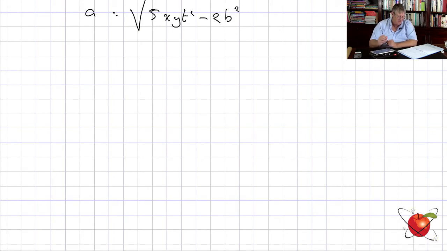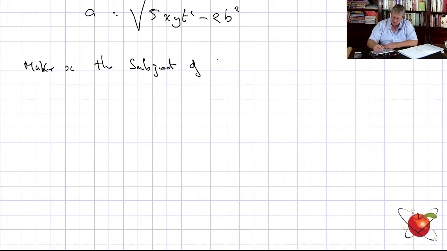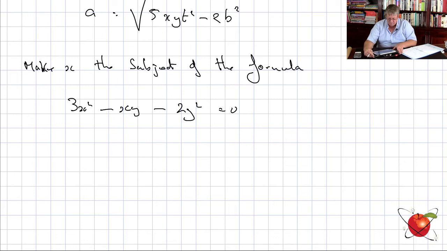Right, let's say they give you something like this. These are some odd ones that appear occasionally. They say make x the subject of the formula. And they give us 3x squared minus xy minus 2y squared equals 0. Oh my word. Can you see that that's not a very pleasant thing? Because how am I going to split it apart?